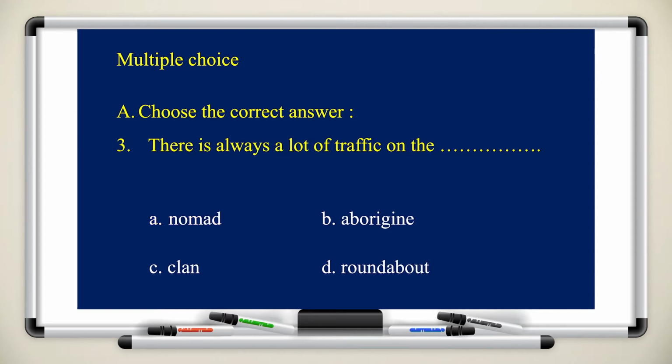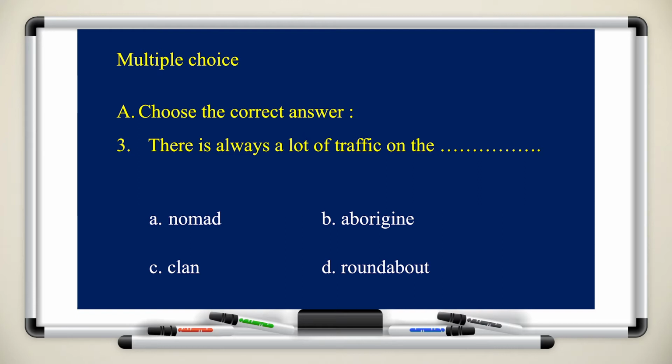Question number 3. There's always a lot of traffic on the blank. So nomad, aborigine, clan, and roundabout. If you remember the words, and you should go back to episode number 6 to look back at those words, you should know the answer to this question.